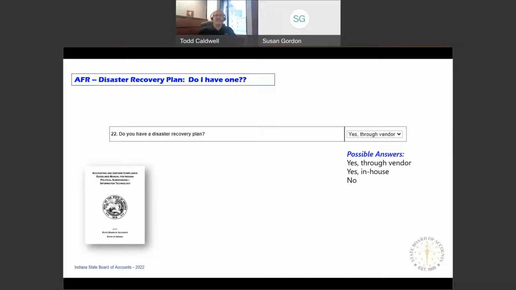If you need more information on disaster recovery plans, you can look in our information technology manual. Here's a link for it, and on page 9 is where it talks about it. It uses a different term. The manual refers to it as contingency planning, but it's pretty much the same thing, and it walks through some considerations that you need to think about in developing your plan.